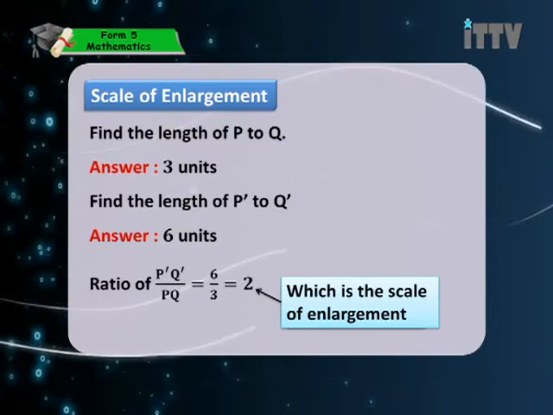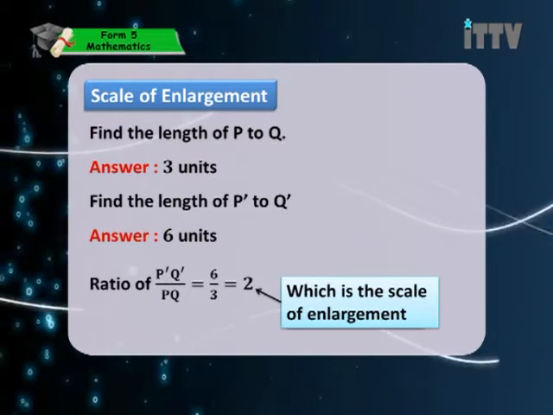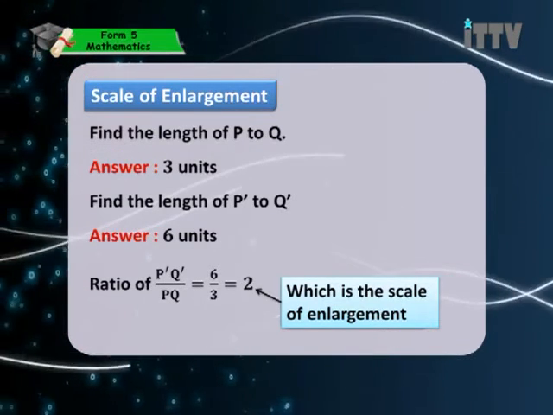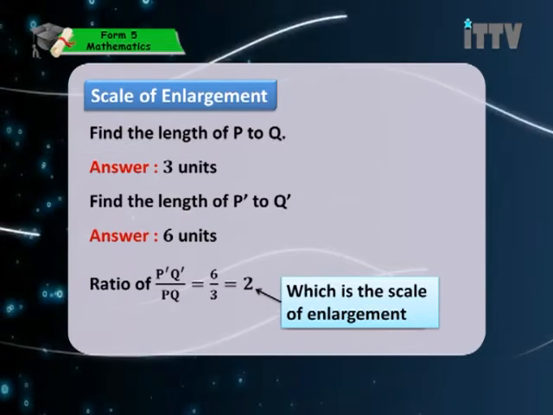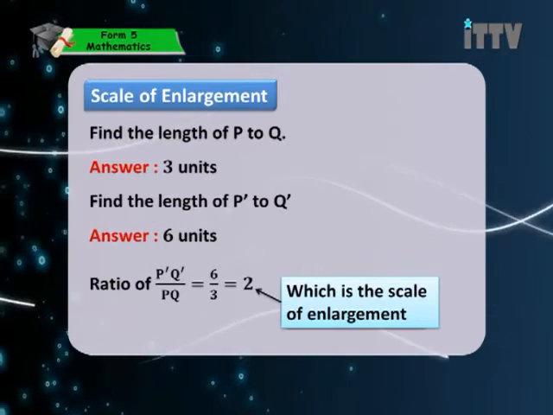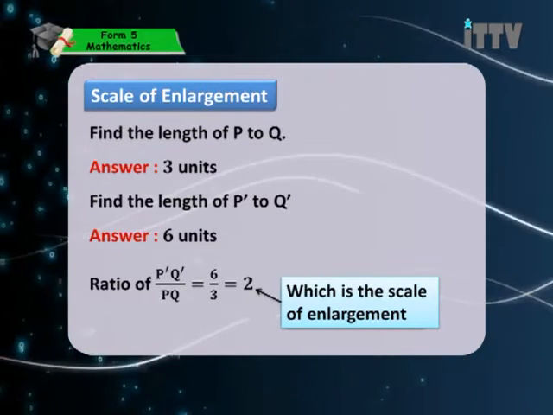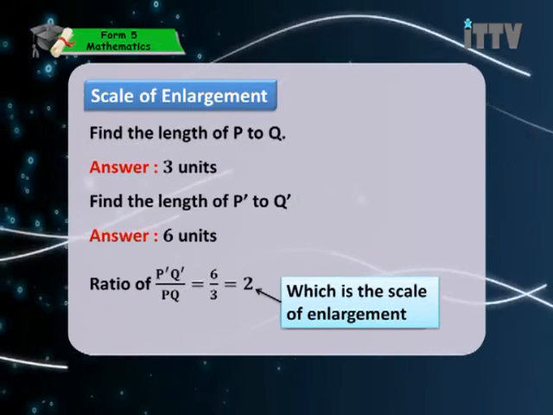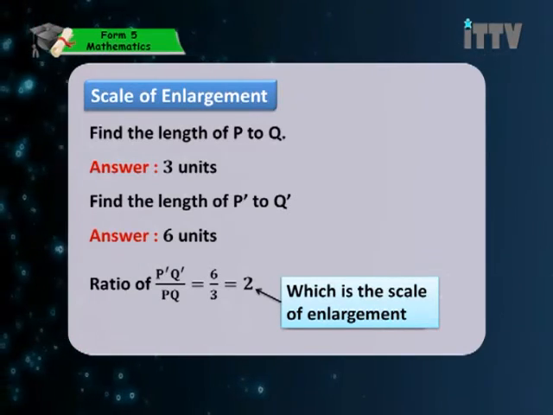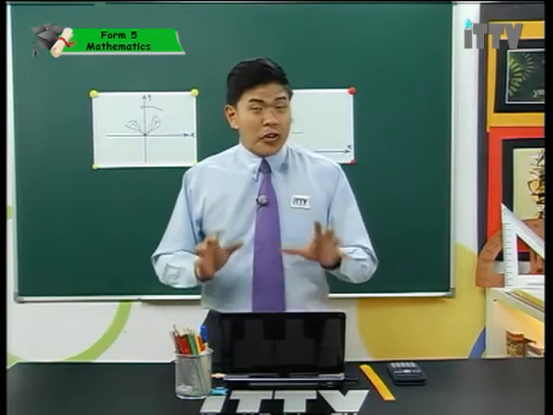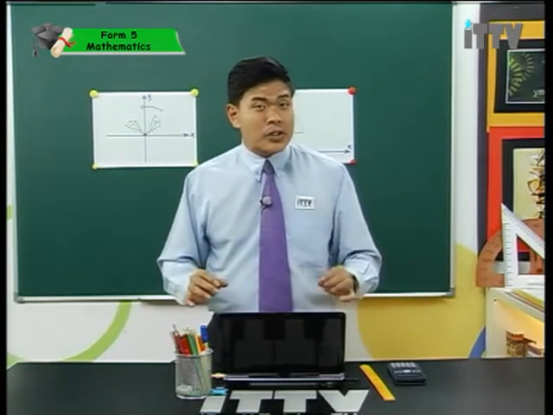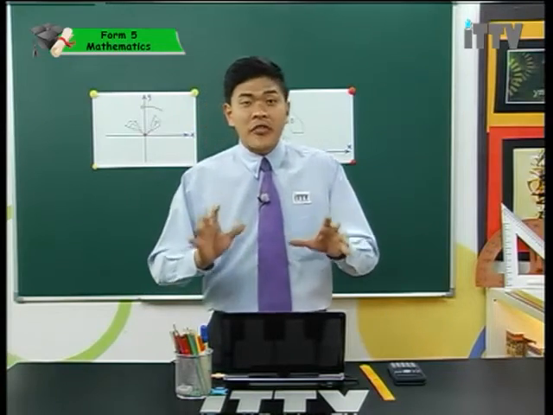Where is PQ? Look back at the diagram and you will notice that it is the top length, and it's actually 3 units. Now, find the length of P prime to Q prime. It is the same corresponding length but in the enlarged image. Answer, 6 units. So the ratio of P prime Q prime over PQ equals 6 to 3, which gives you 2. And that value is the scale of enlargement. So remember, in enlargement, the scale factor and the center of enlargement are important. Every transformation has important features or aspects.